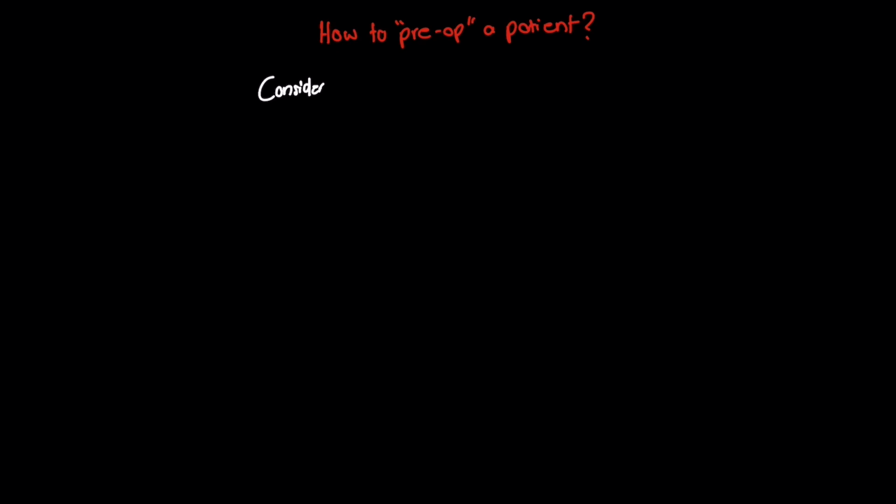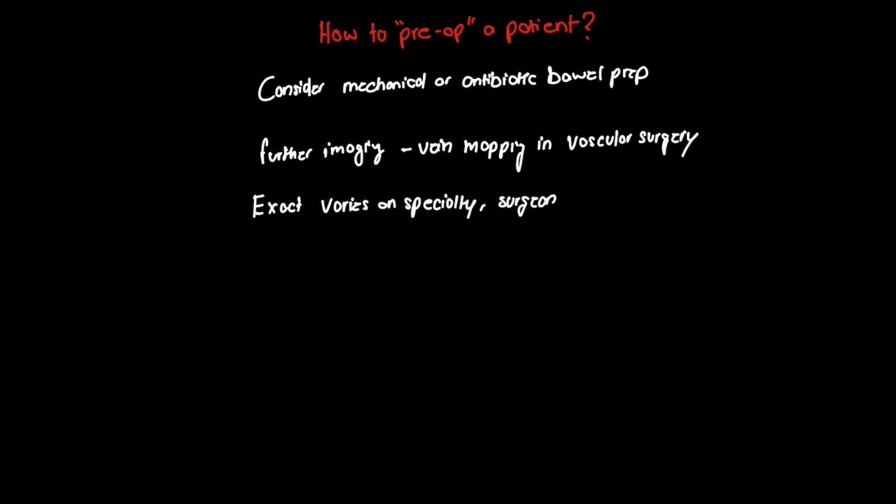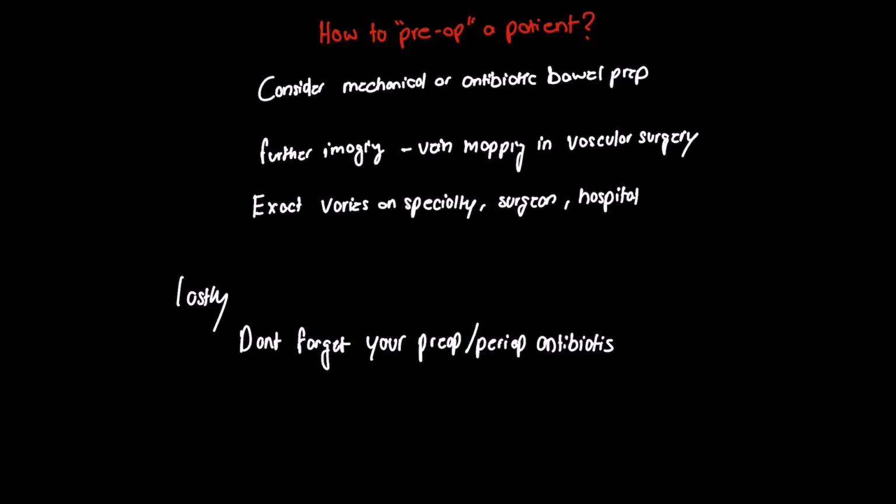However, remember that for certain patients, you also need to consider mechanical or antibiotic bowel prep. You may need to consider further imaging, such as vein mapping in vascular surgery, and so forth. The exact pre-op for a patient may vary based on specialty, surgeon, or hospital. Lastly, don't forget about your pre-op or peri-op antibiotics. Rule of thumb is ancef for most things, cefepime for bowel surgeries, and clindamycin for those patients that are allergic to penicillin. Order on call for surgery.